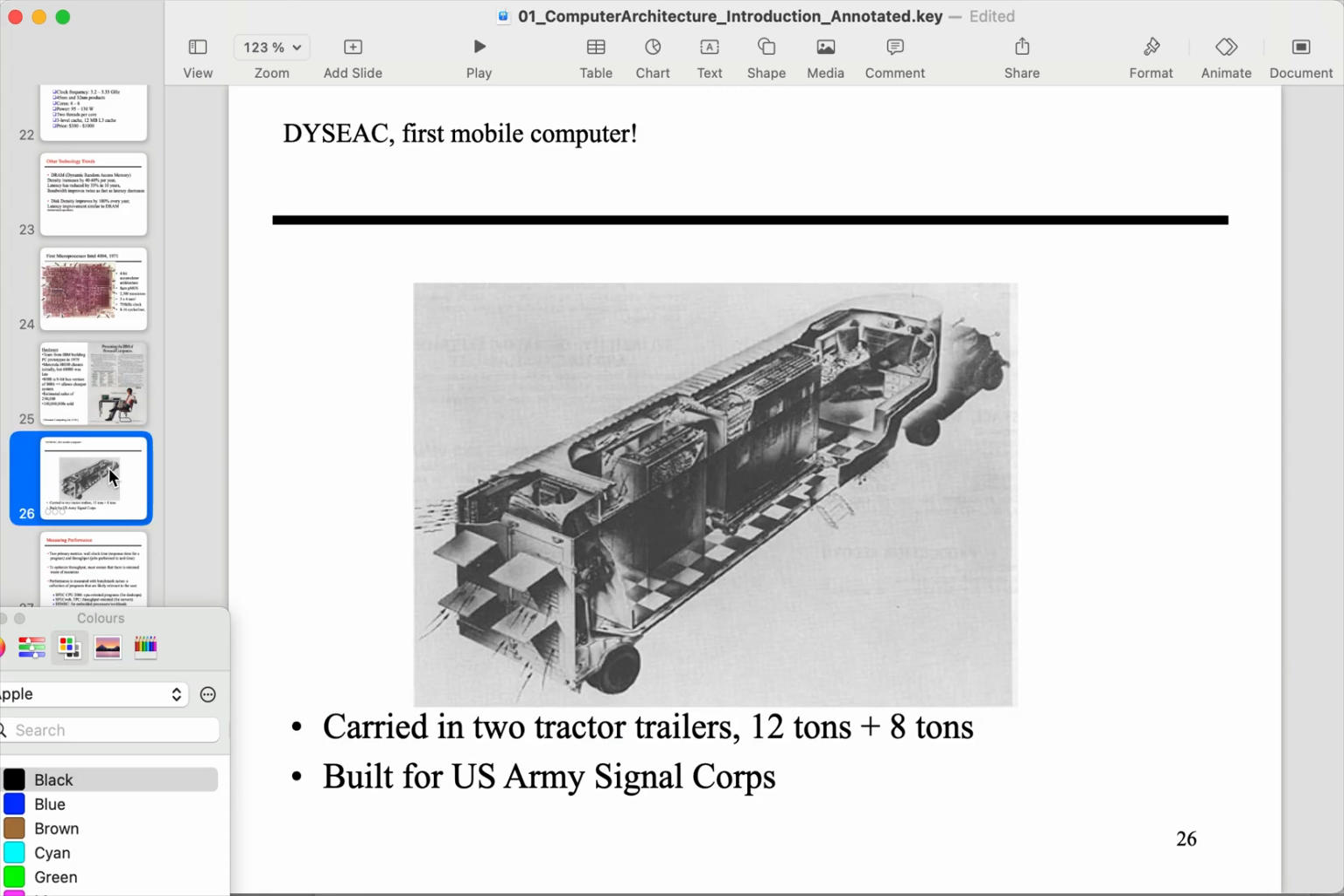You can see this computer was quite huge. It needed to be carried by two tractor trailers. It weighed 12 tons plus 8 tons, and it was built for the army, for the signals of the U.S. Army Corps.